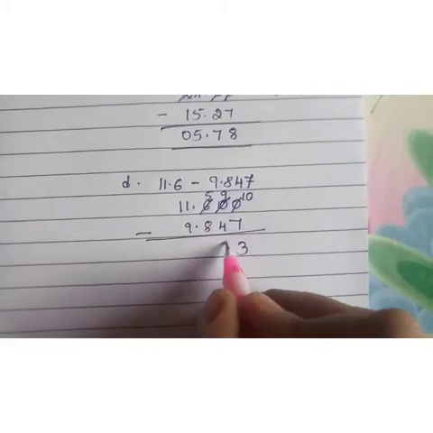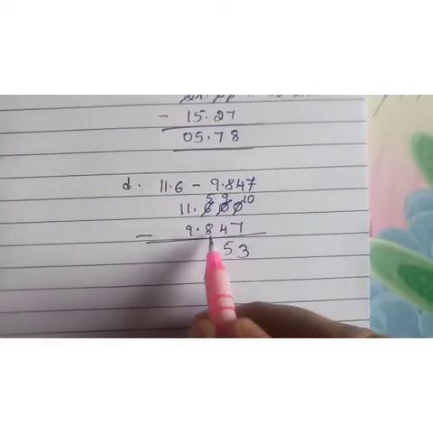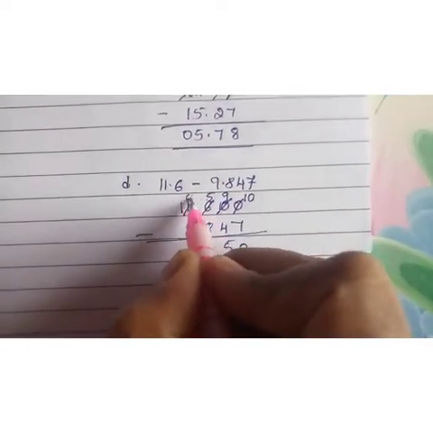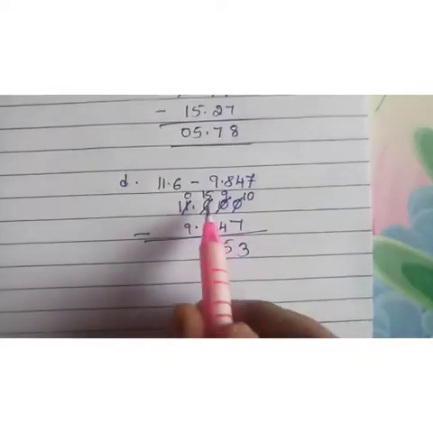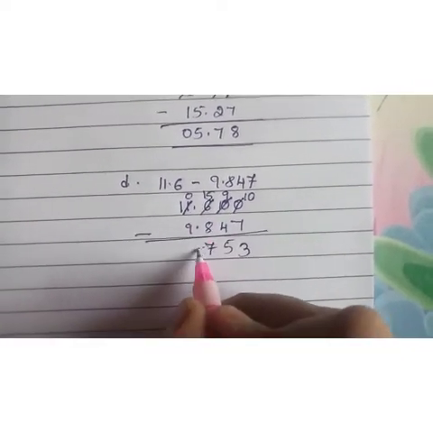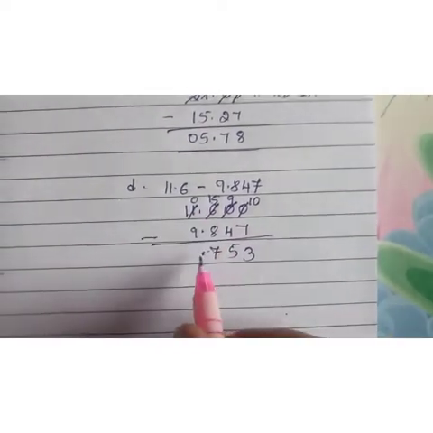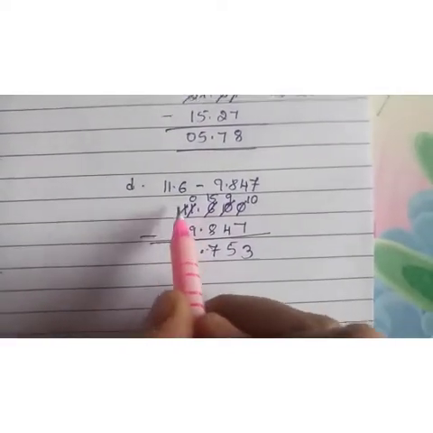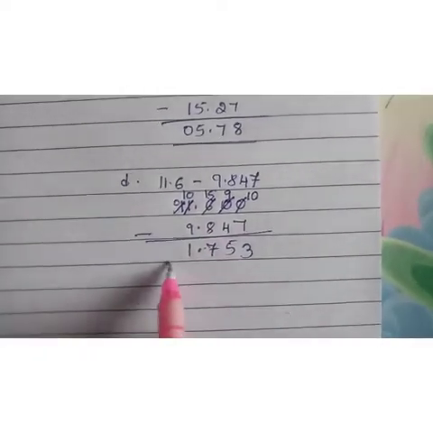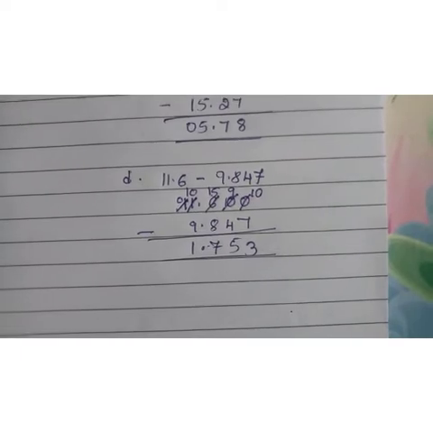9 minus 4, 5. 5 minus 8, it cannot be subtracted, so what do you do? Borrow from here and give it here, isn't it? So 15 minus 8, you get 7. Place the decimal as it is. Again 0 minus 9 cannot be done, so what do you do? Again 0 here, borrow. 10 minus 9, 1. So you get the answer 1.753.